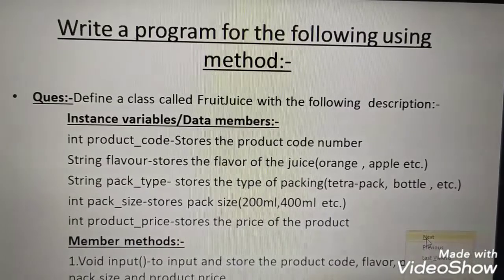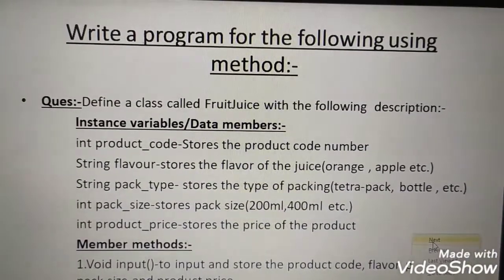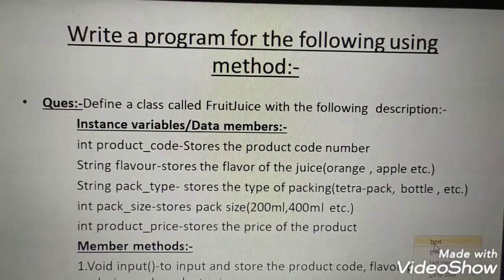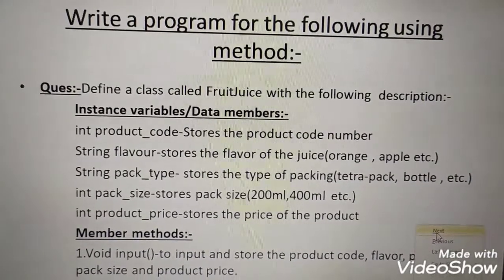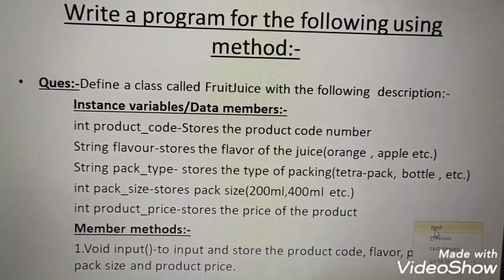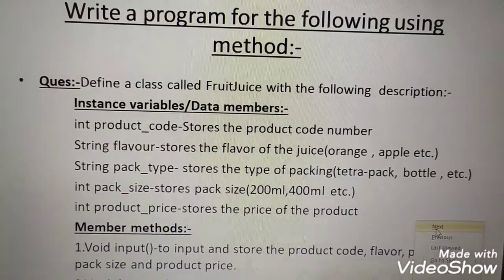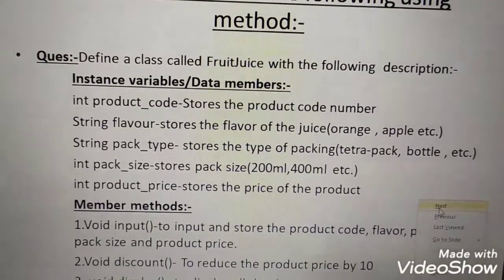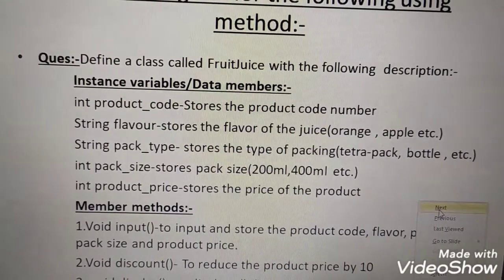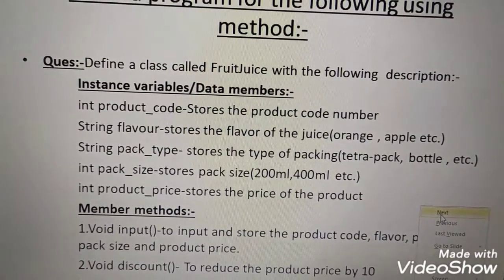I am going to explain a program. That program is solved by using methods. The methods are void methods and they are invoked with the help of an object. Look at the question. The question describes all. It is a fruit juice program and the class name is FruitJuice, and the data member description is given here. Who are the data members? The product code, flavor, pack type, pack size and product price. The description of the data is written here.